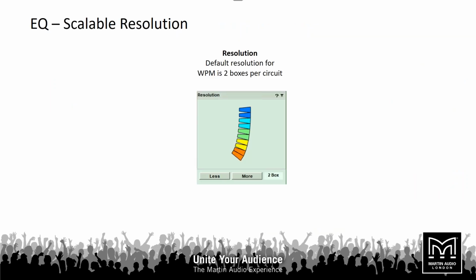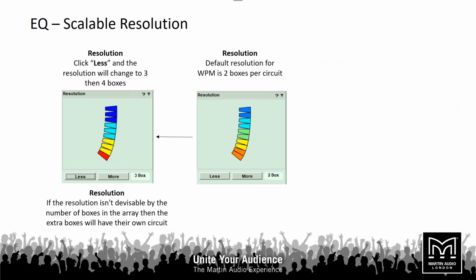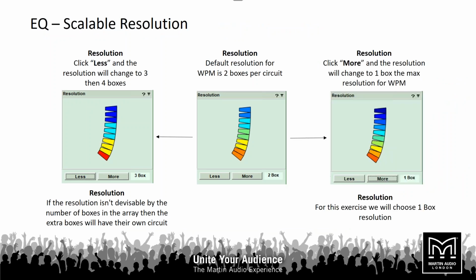So the default for WPM is 2 boxes per circuit. If we want less than that, we can change to 3 box and then 4 box. If the resolution isn't divisible by the number of boxes in the array, then the extra boxes will have their own circuit. Then we can click More if we want to change it to a 1 box resolution, which is the max resolution for WPM. For this exercise today, we're going to choose 1 box.